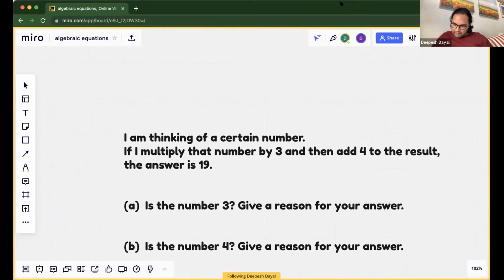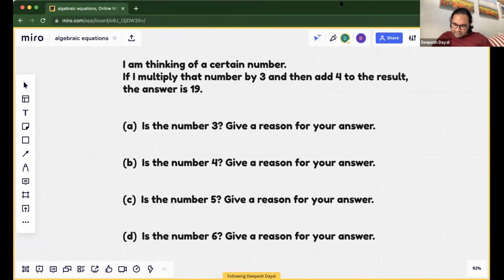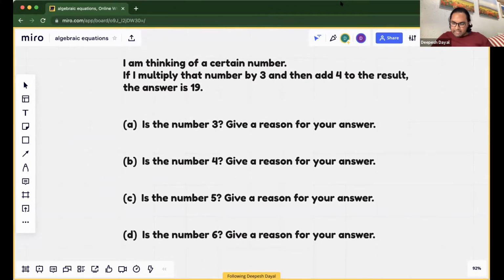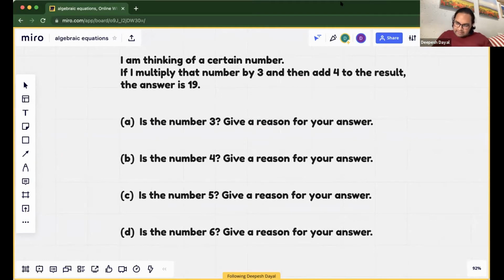Okay, here's another one. I'm thinking of a certain number. If I multiply that number by 3, then add 4, the answer is 19. Let's look at the questions. Is the number 3?